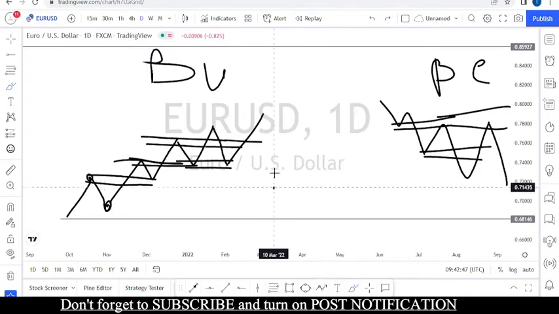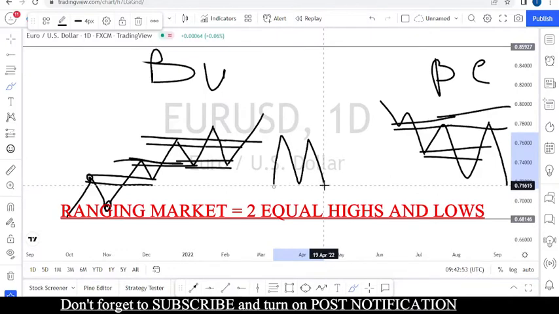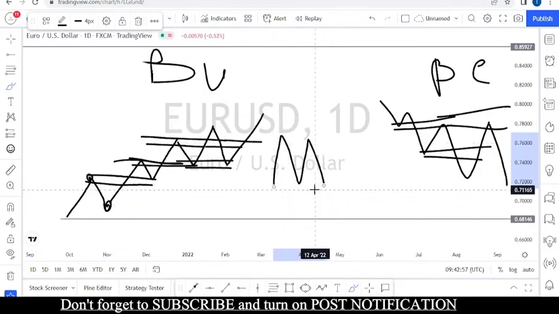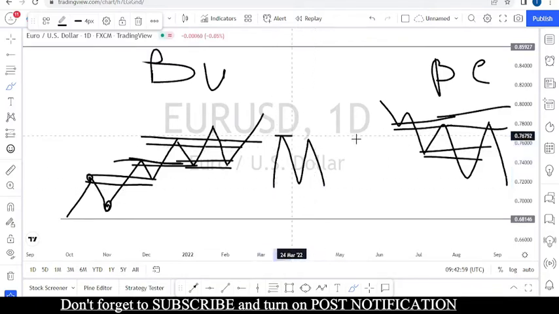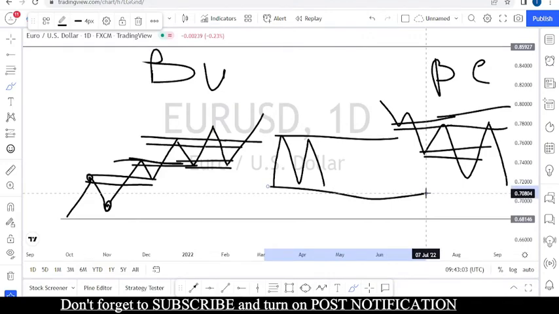When you see a market structure like this creating equal highs and equal lows, as a matter of fact, in a trending market, when you create two equal highs or two equal lows, then you have to do what? At that point, you plot your support and resistance level. Once you get two highs and two lows, then you might be in for a ranging market.